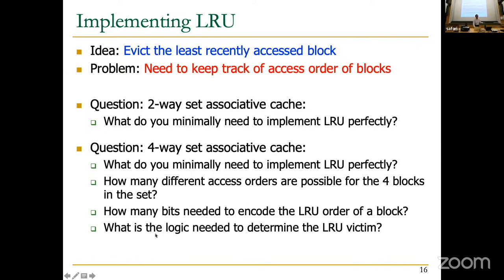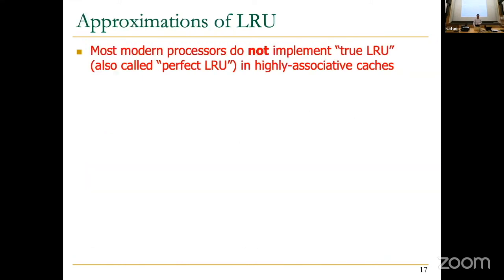Yeah, we also touched on the logic that's needed to determine the LRU victim, which is the least recently used. Victim is the block that you're going to evict, basically. There's this terminology that has been used. And if you repeat this for an n-way set associative cache, you get n factorial orderings, and the minimal number of bits that you need to represent n factorial is log base 2 of n factorial. So this is why LRU is not scalable. That's why most modern processors do not implement true LRU, also called perfect LRU, in highly associative caches, because in some processors, we have 128-way associative caches, for example. 64 is very common, 128 is less common, but it exists.